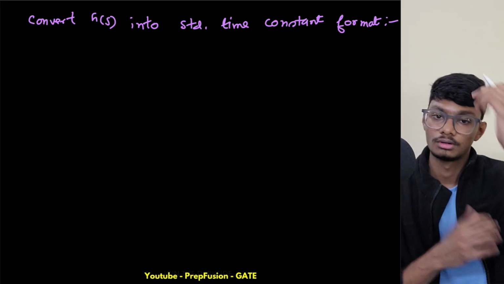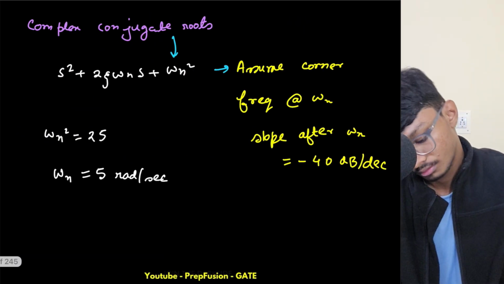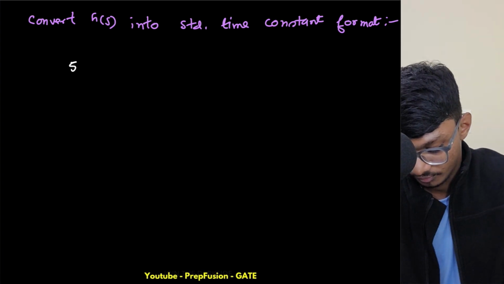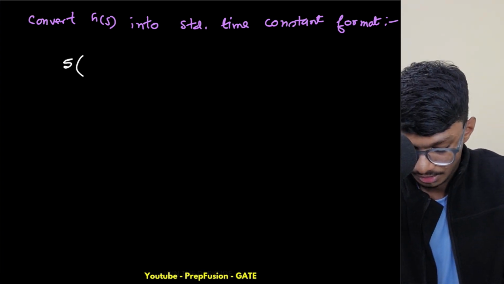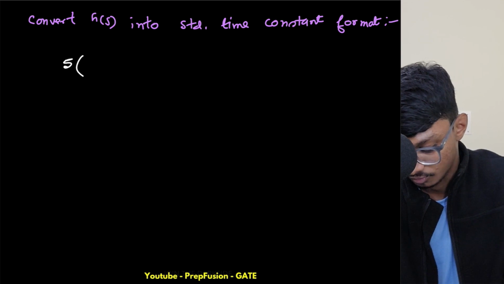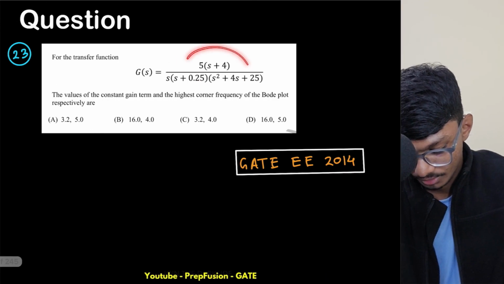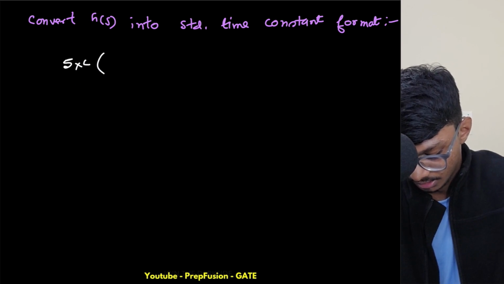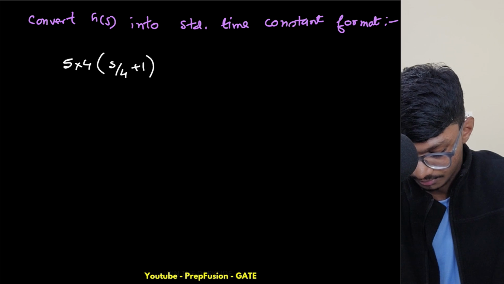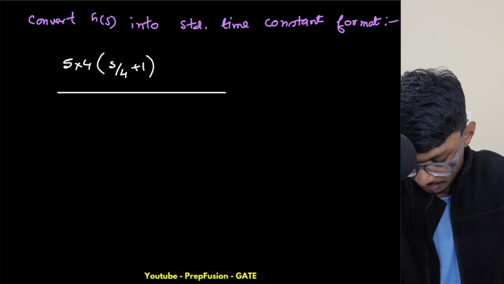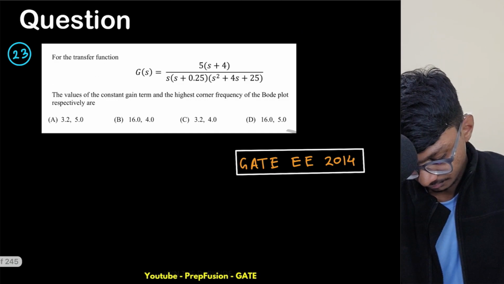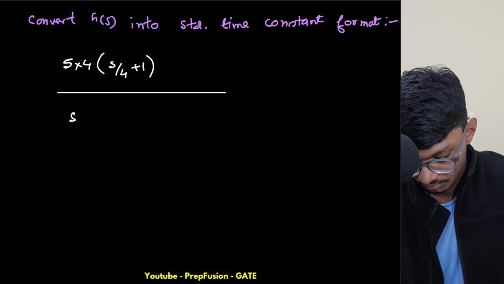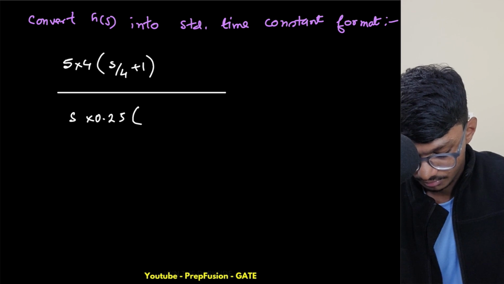Okay, so what do we do here? So basically we have 5 over here, and also I have to take common 4 here, take common 4 over here. So this will be 5 times 4 s by 4 plus 1 divided by s into 0.25 into s divided by 0.25 plus 1.